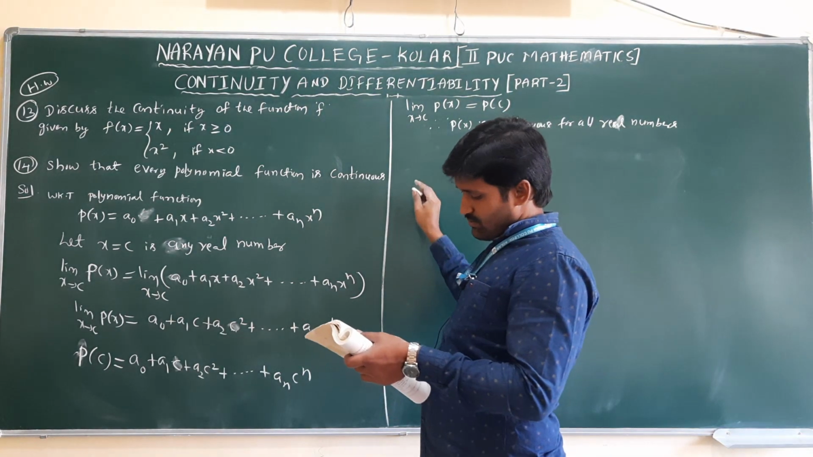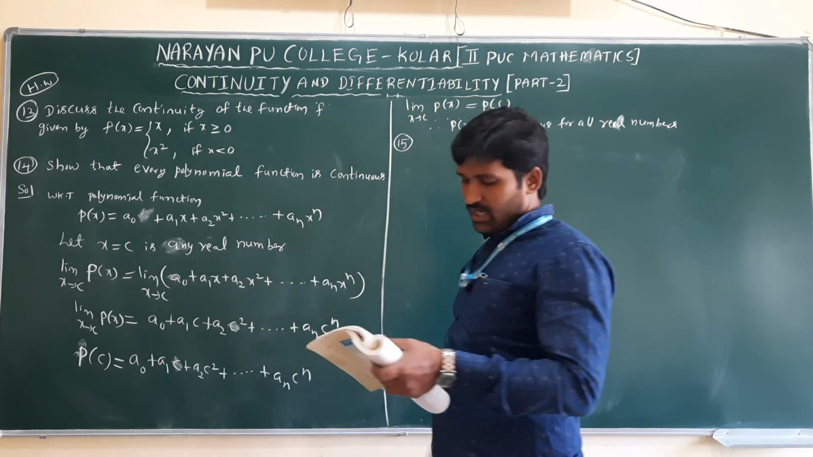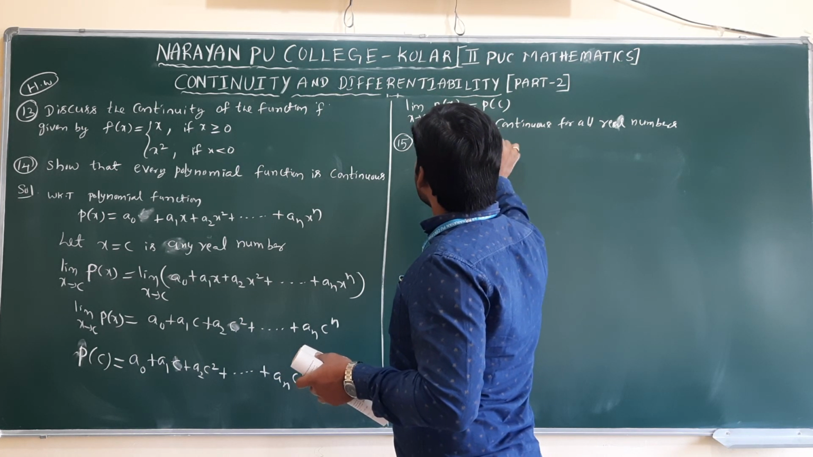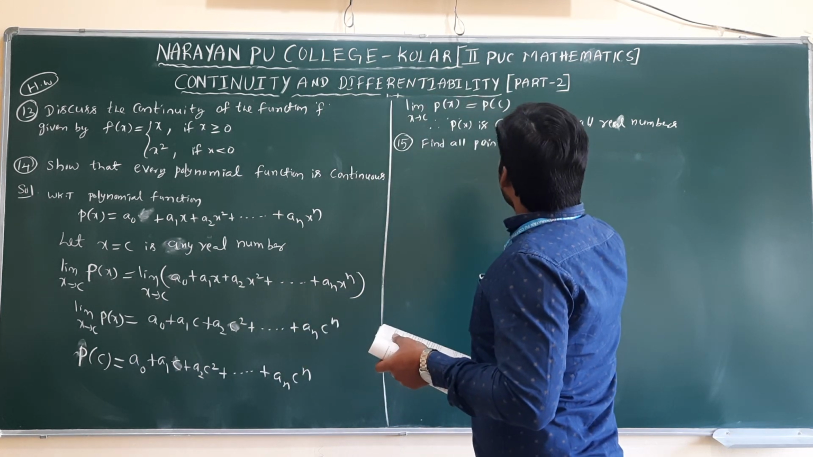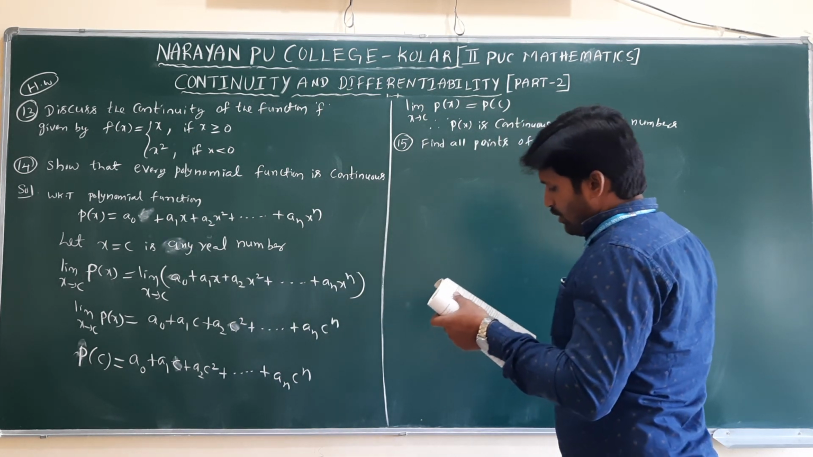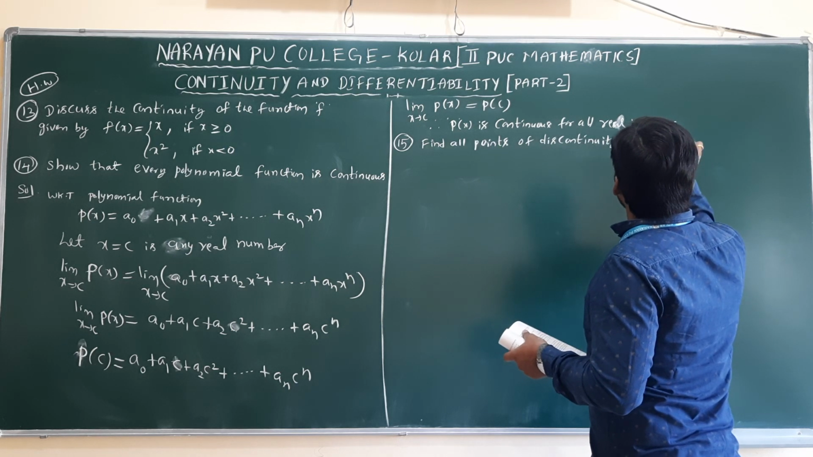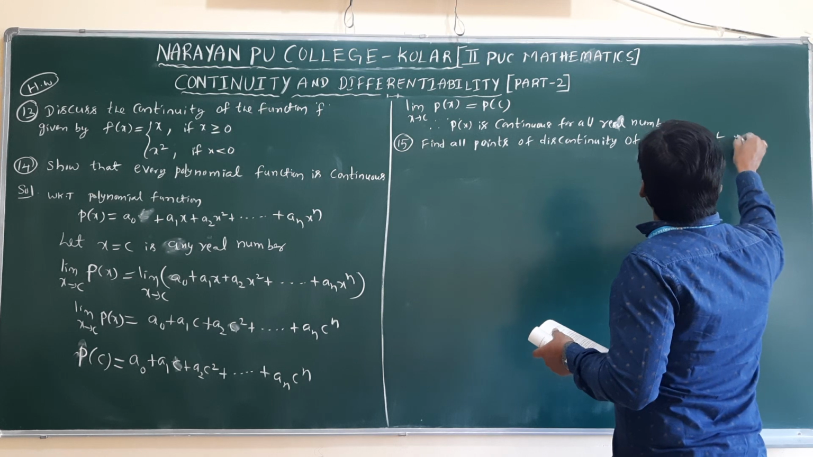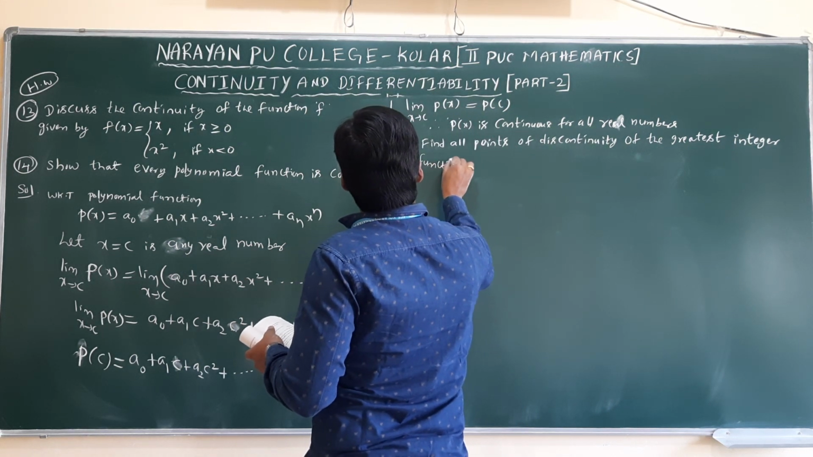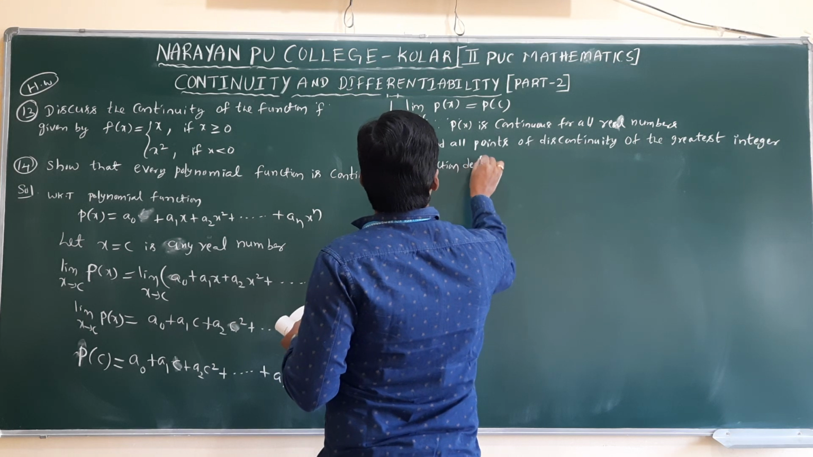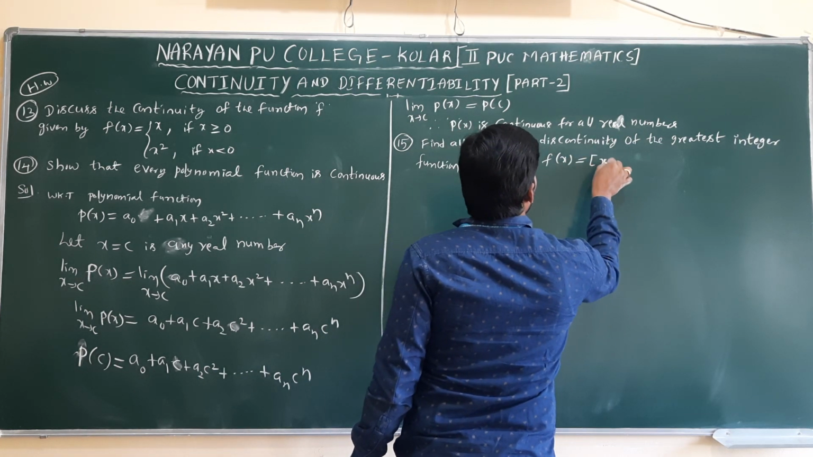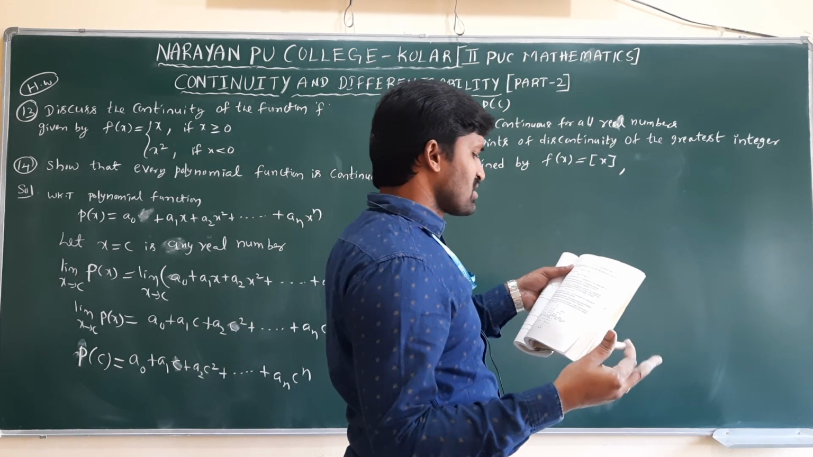Next question, the 15th one. Find all points of discontinuity of the greatest integer function defined by f of x equal to [x], where [x] denotes the greatest integer function, less than or equal to x.